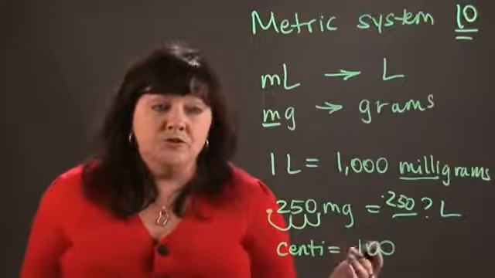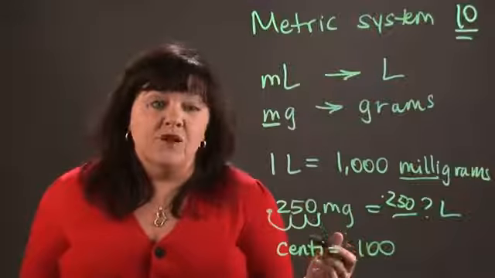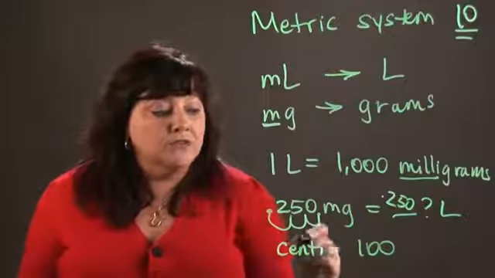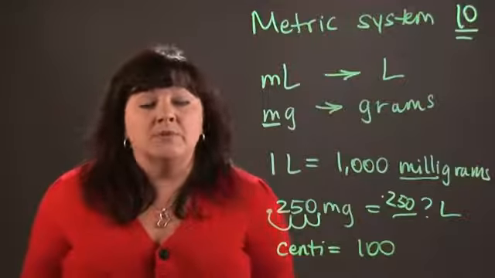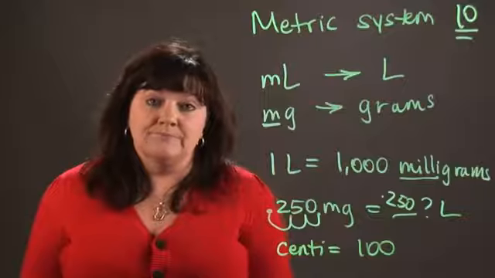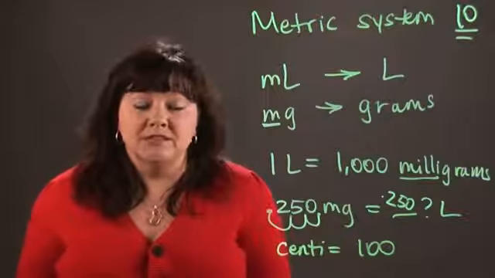So metric conversions are going to be based on what you're converting from to what you're converting to, and you'll need to know what each of the different prefixes means so that you know how many places you're going to have to move your decimal place. So that's how you make metric conversions in chemistry.